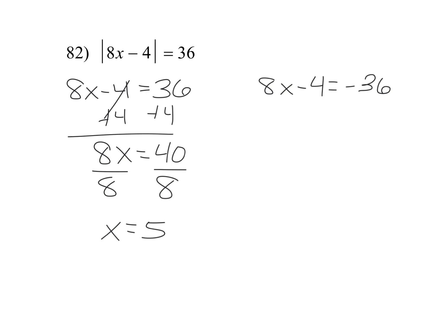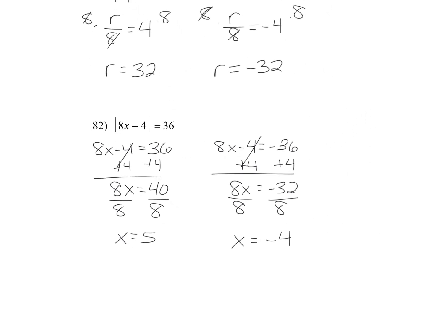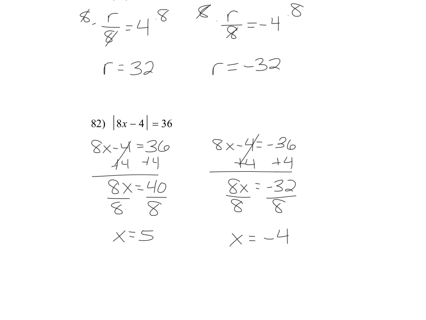Don't forget to go back and do case 2. Case 2, we have to add 4. What do I get when I add 4 to negative 36? Negative 32. Divide by 8 and get x equals negative 4. So whenever I get case 1, can I assume that case 2 is the negative of that answer? No, never assume that, okay? Questions on that page right there?